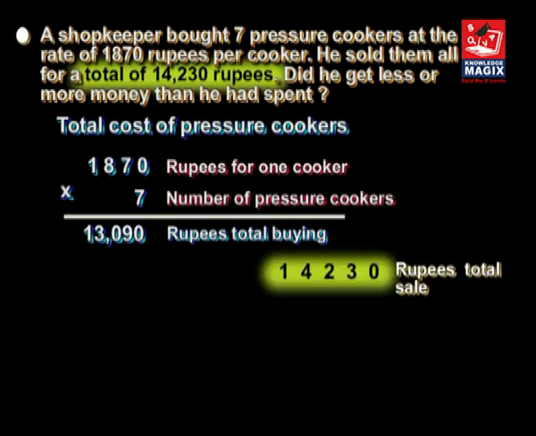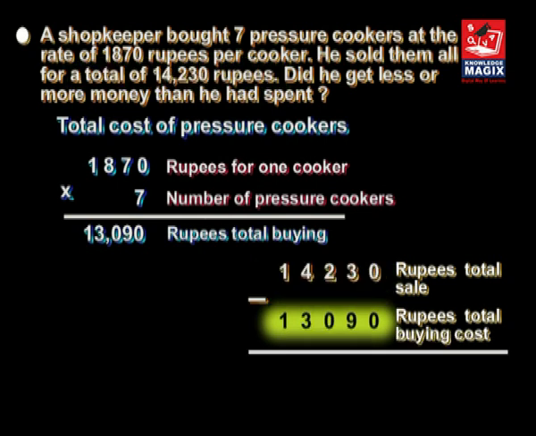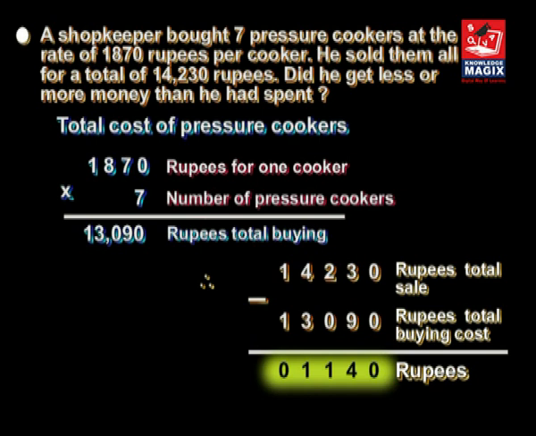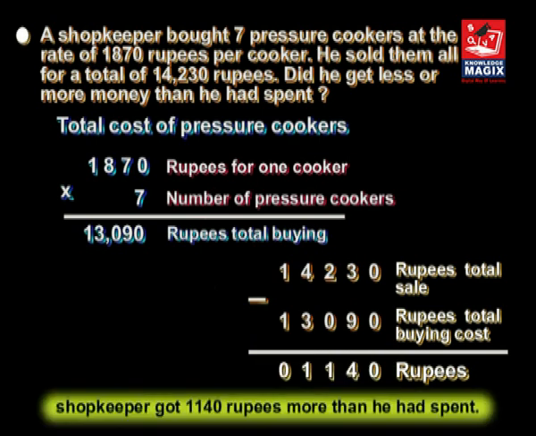The shopkeeper sold them all for a total of 14,230 rupees. So 14,230 rupees total sale minus 13,090 rupees total buying cost. The subtraction is 1,140 rupees. That means the shopkeeper got 1,140 rupees more than he had spent.